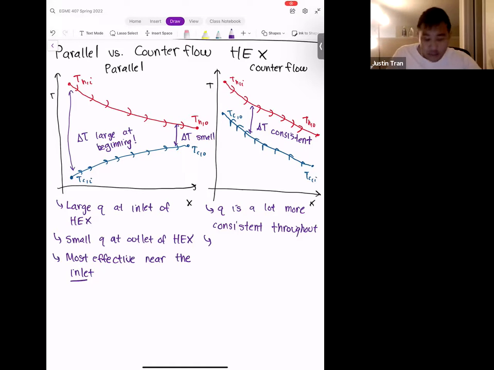But what this does mean is that, because this delta T is a lot more consistent, naturally, if you make the counterflow heat exchanger longer, let's say twice as long, then it's going to transfer twice as much heat. And so the way that we could put that with words is that for a counterflow heat exchanger, the amount of heat that gets transferred scales very well with the length of the heat exchanger.